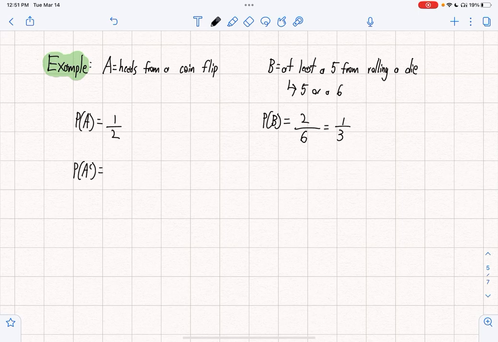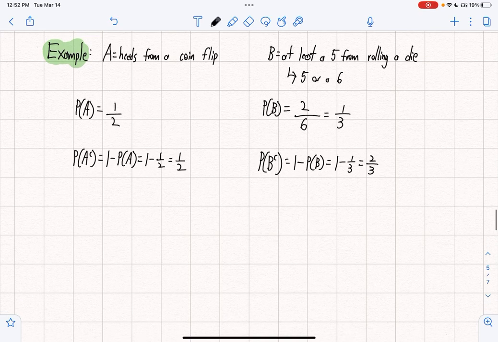So this would be the probability of not a heads, or the probability of a tail. So we already know that's going to be 1/2, but we know that this is 1 minus the probability of A, or 1 minus 1/2, which is also 1/2. Let's find the probability of B complement. So this would be not a 5 or a 6. In other words, this would be rolling a 1, 2, 3, or 4. So we already know it would be 4 out of 6, but let's go ahead and do 1 minus the probability of B. So that would be 1 minus 1/3, which would be 2/3.